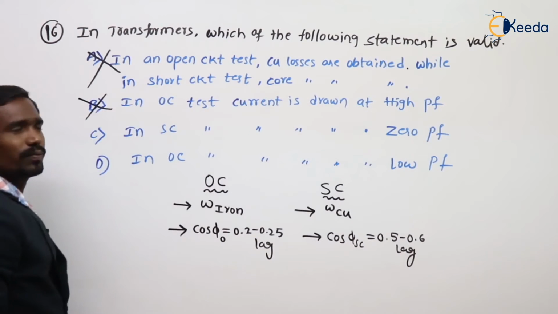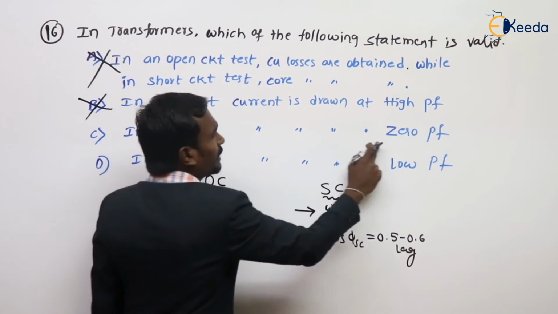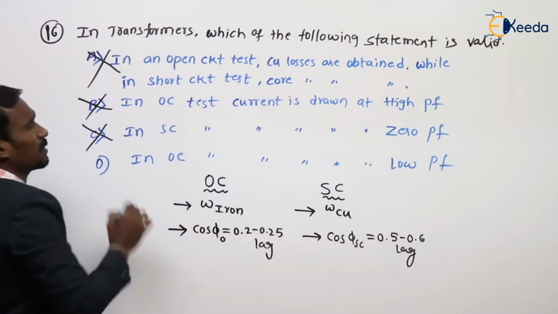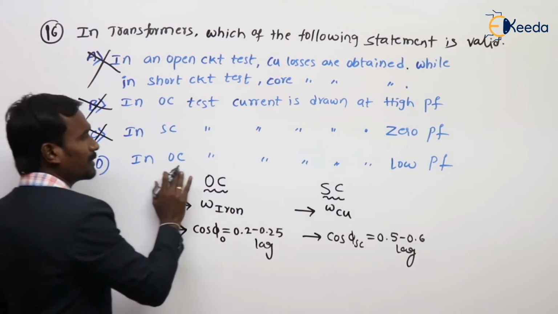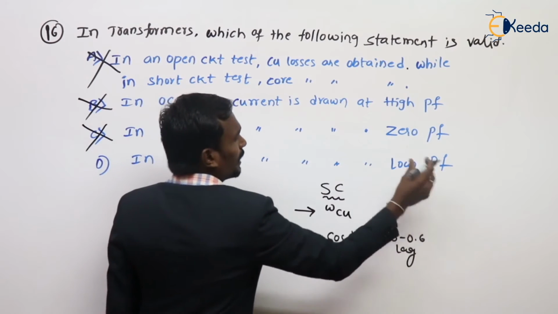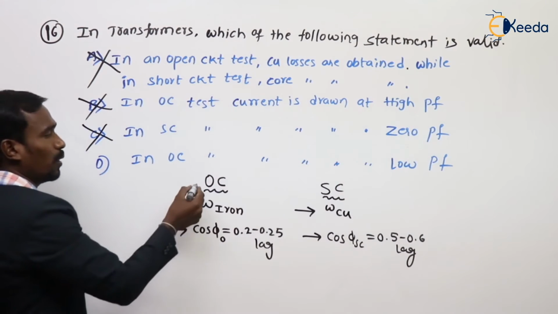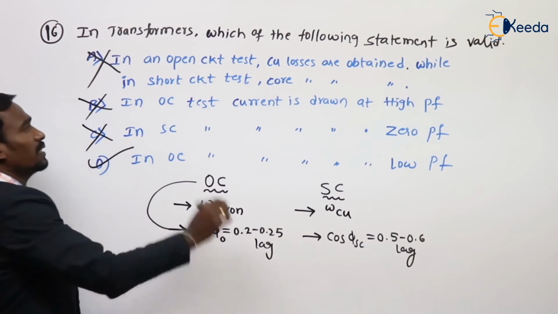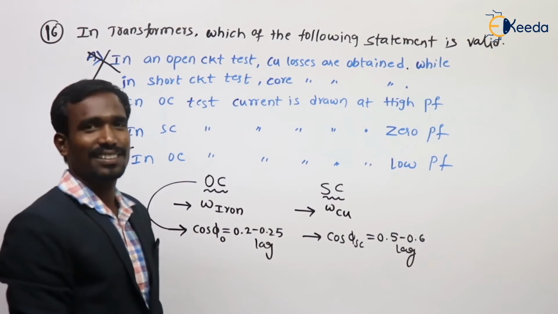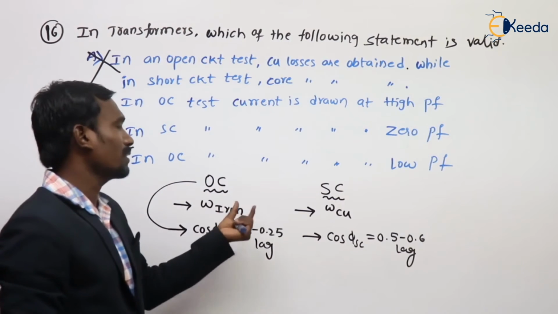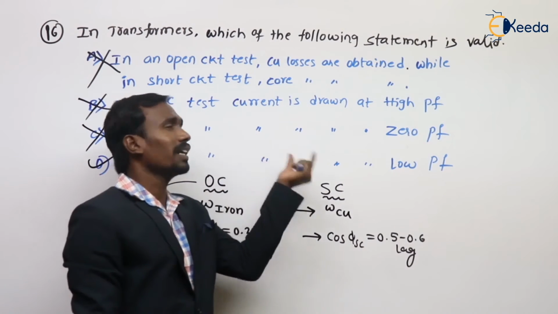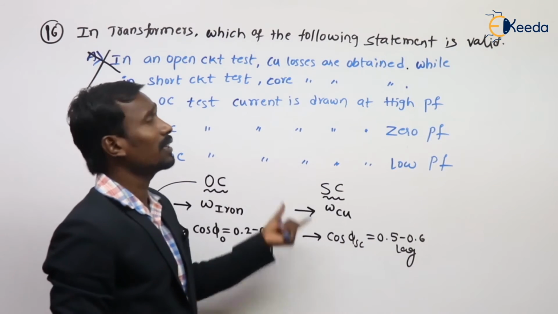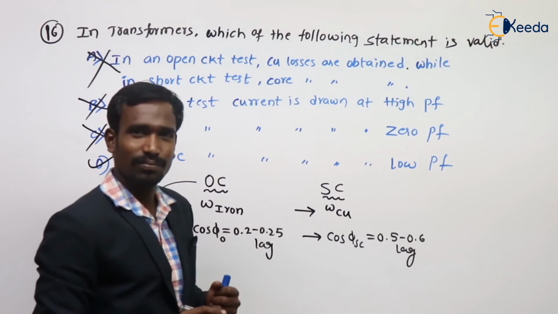So, in open circuit test, current is drawn at high power factor: wrong answer. In short circuit test, current is drawn at 0 power factor. Is it 0? No, this is also a wrong answer. In open circuit test, current is drawn at low power factor. This is the 100% correct answer. So just by knowing the basics of testing, you can get the answer for this question. Don't get confused, read all the options carefully.